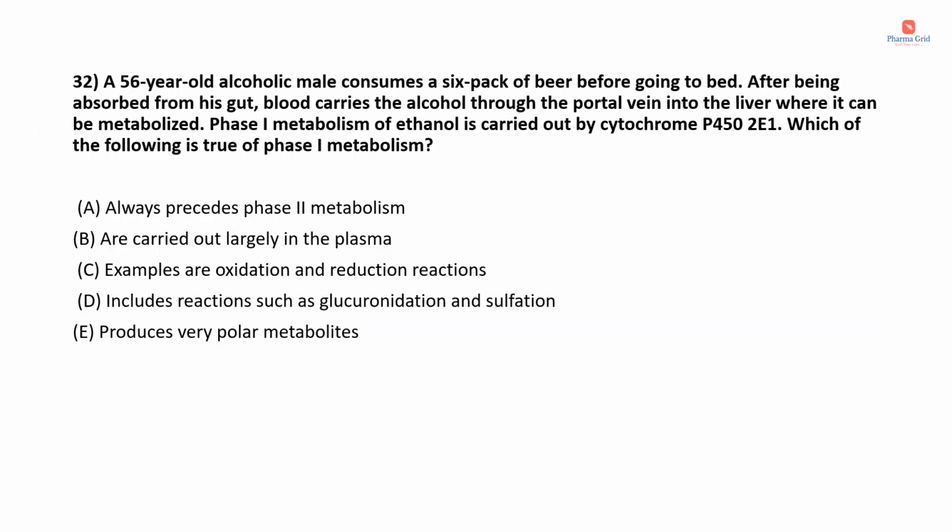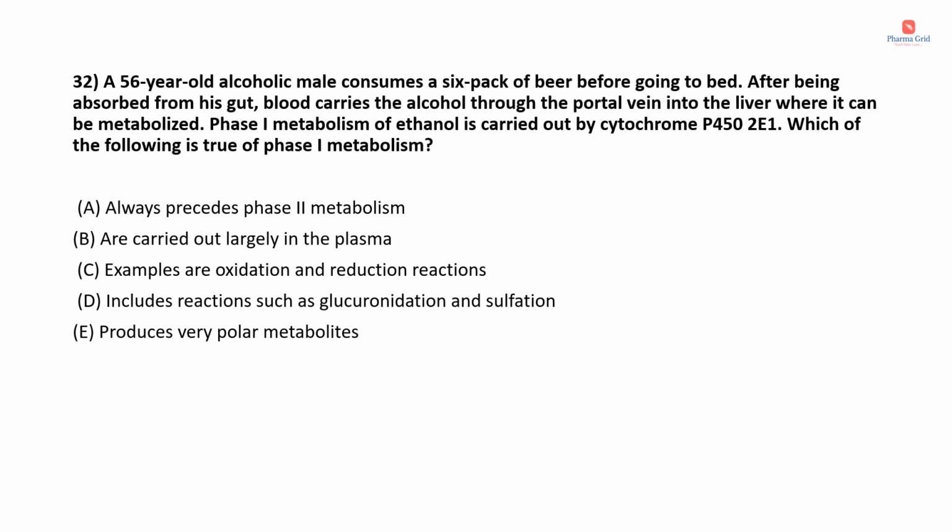Moving on to the next question. A 56-year-old alcoholic male consumes a 6-pack of beer before going to bed. After being absorbed from his gut, blood carries the alcohol through the portal vein into the liver where it can be metabolized. Phase 1 metabolism of ethanol is carried out by cytochrome P450-2E1. Which of the following is true of phase 1 metabolism?